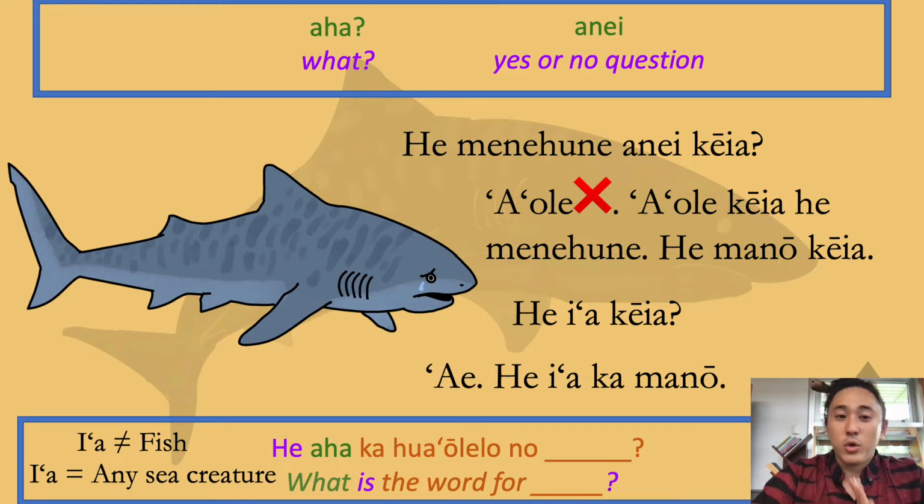A kohola, a whale, is an ia. You get all the regular fishes, the maninis and the vekes and the aholeholes, the koles. You get the fish, but any living animal in the ocean is an ia.